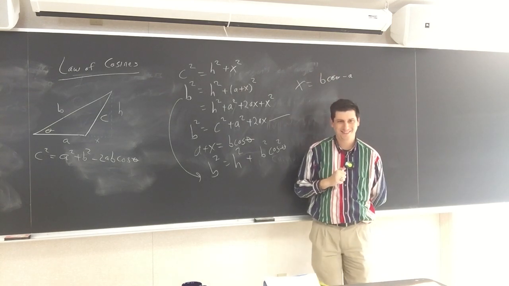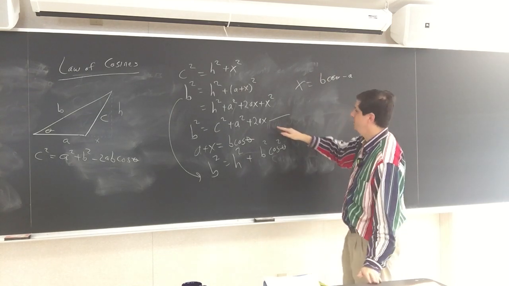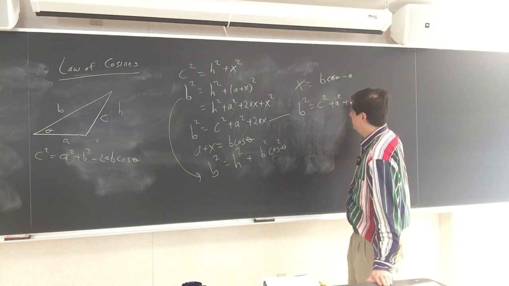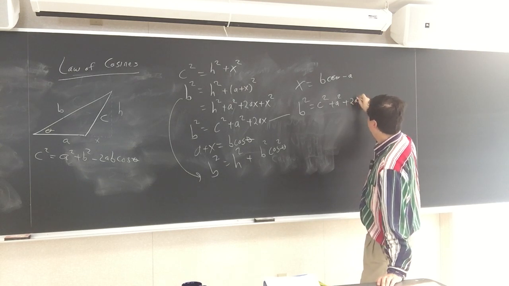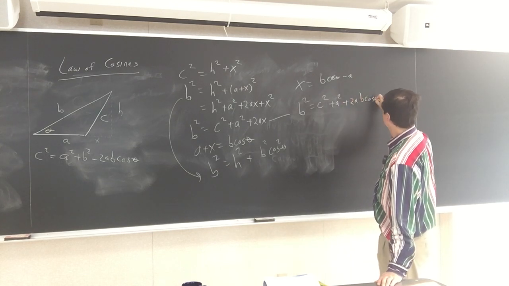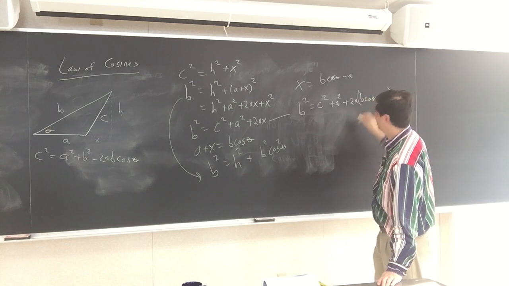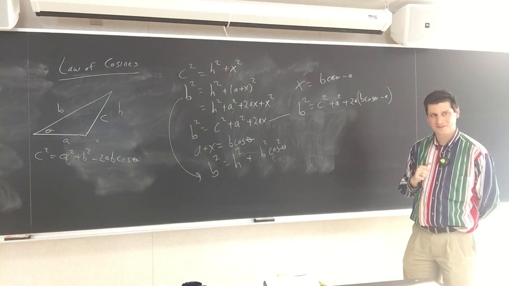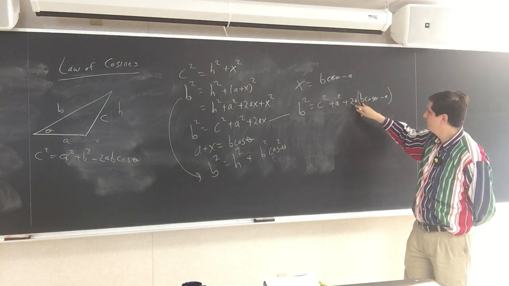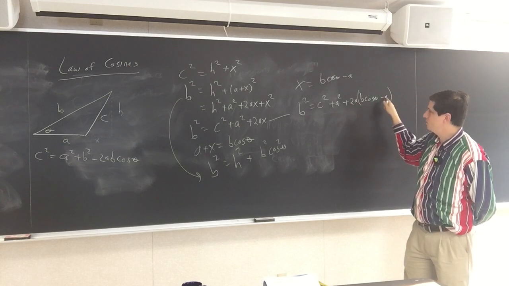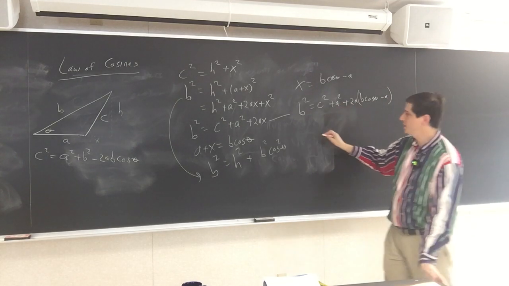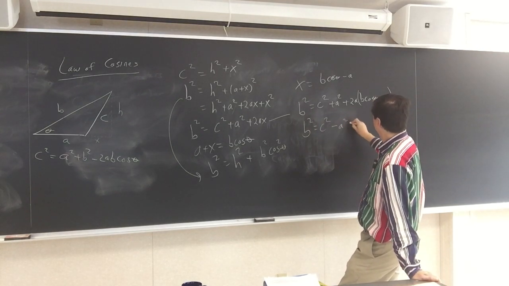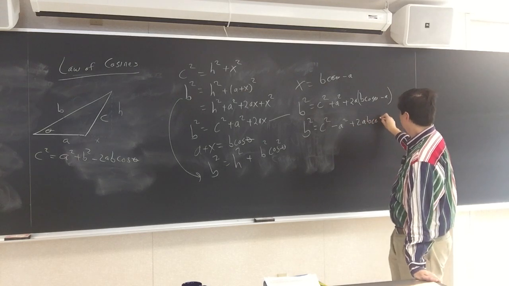So now if we put that in here, we would get B squared is C squared plus A squared plus 2A, and then X would be B cosine theta minus A. That's looking very promising, because now we're going to get a 2AB. We'll have a minus 2A squared. We have an A squared. So now we get B squared is C squared minus A squared plus 2AB cosine theta.